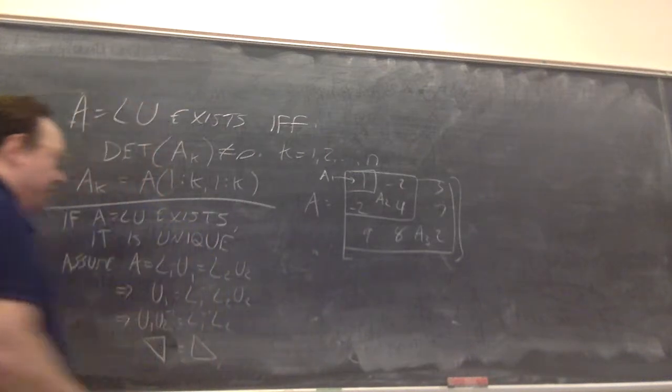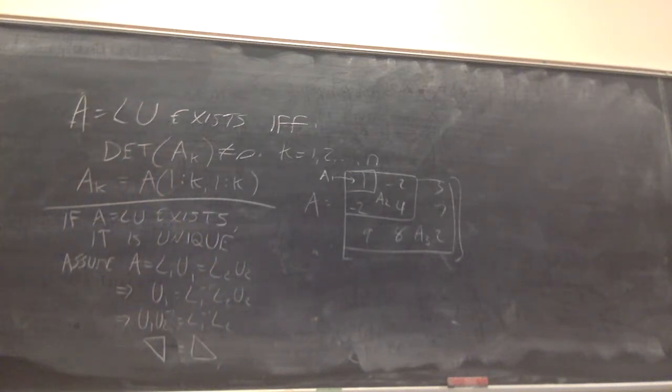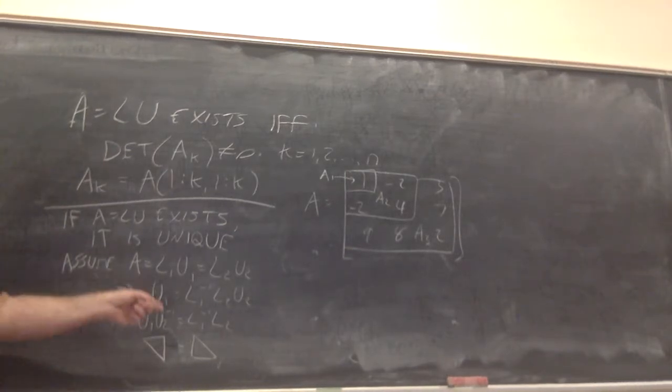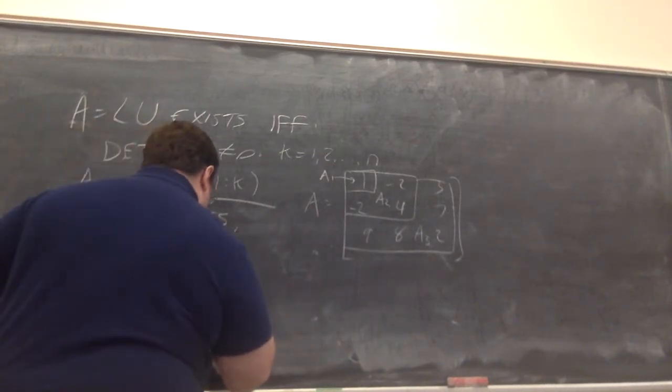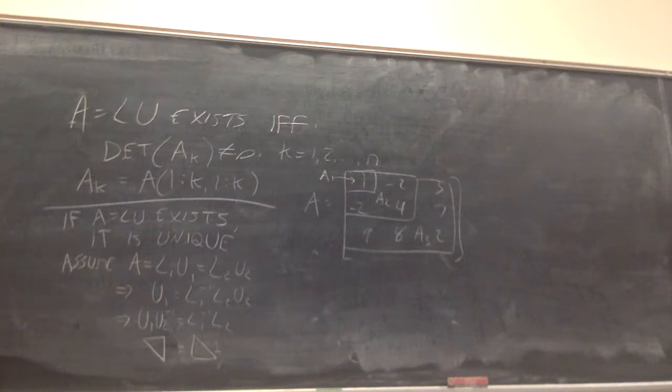Now, what more do I know about the right? Besides the fact it's lower triangular, what else do I know? Because it's not just any lower triangular matrix. What's the subtype of lower triangular matrices we saw? Unit. What does that mean? All ones on the diagonal. So L1 and L2 are both unit lower triangular. So, using my crazy shorthand from last time, so is that.